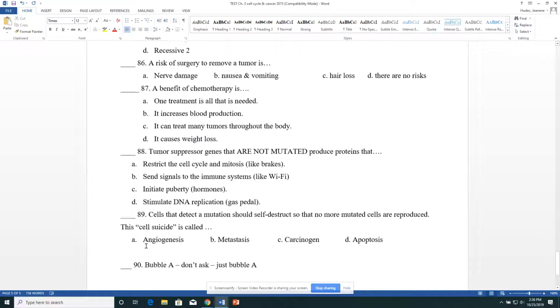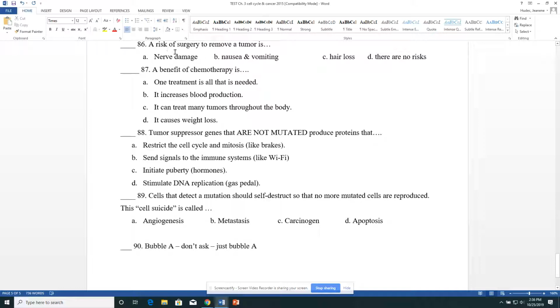Question 86. A risk of surgery to remove a tumor is nerve damage, nausea and vomiting, hair loss. There are no risks. Question 87. A benefit of chemotherapy is A, one treatment is all that's needed. B, it increases blood production. C, it can treat many tumors throughout the body. D, it causes weight loss.